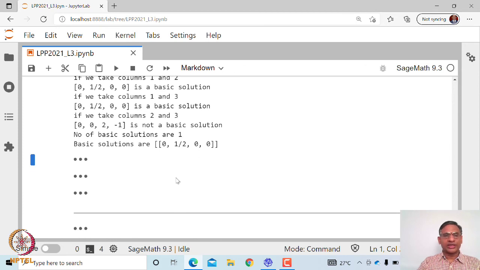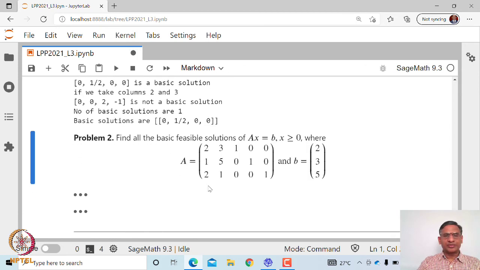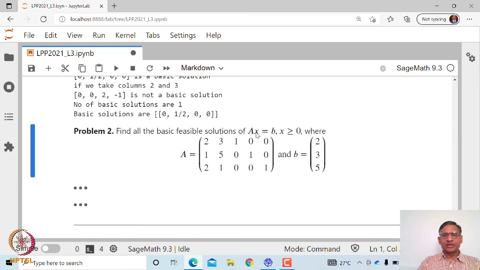Let us take another example. Find all basic feasible solutions of Ax equal to b, x non-negative, where A is given by this 3 cross 5 matrix and b is a 3 cross 1 matrix. So again we will do exactly a similar thing.